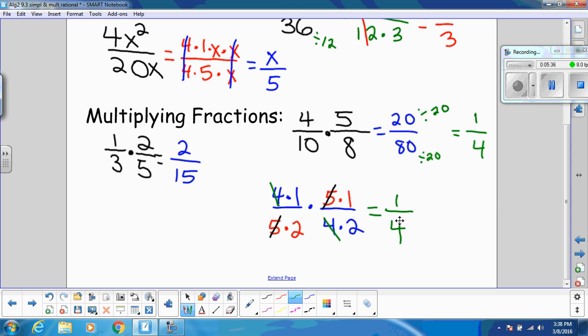And the reason I'm showing you this, yes, we get the same answer, and really this top one is easier in this example. But the reason I'm showing you this is sometimes it will be easier to reduce first, because sometimes these numbers will just get too large, and sometimes they might have variables in them. So let's look at some of those examples.